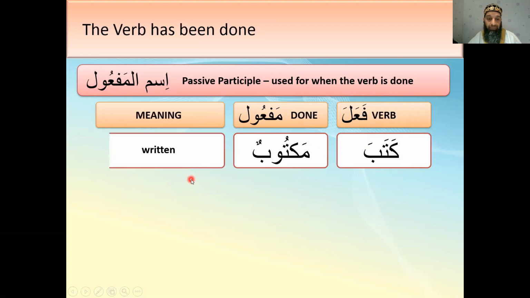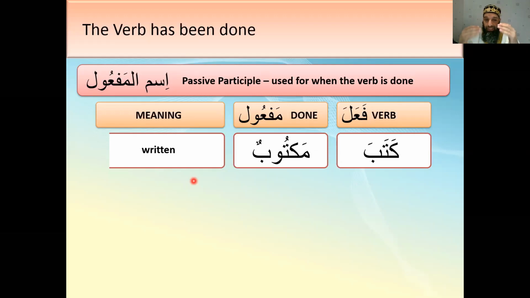Maktubun basically means the kataba is done to it. So when the kataba is done, or the kataba is done to it, what word does that mean? Written. It's written. When the kataba is done in the book, that writing is now written, isn't it? So maktubun, maf'ulun, is the pattern for when the verb is done. What do you call that thing when the verb is done, or done to that thing? It's maktubun. So maktub means written, from kataba.